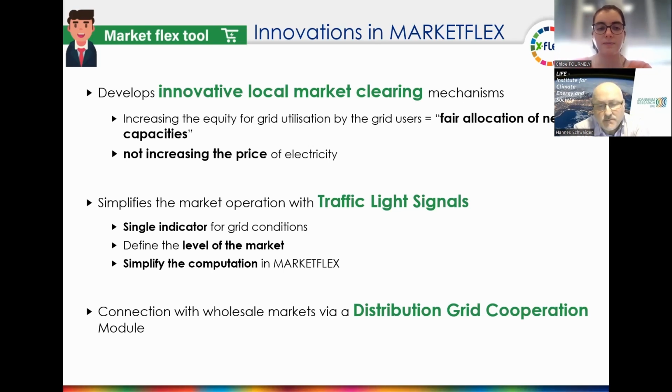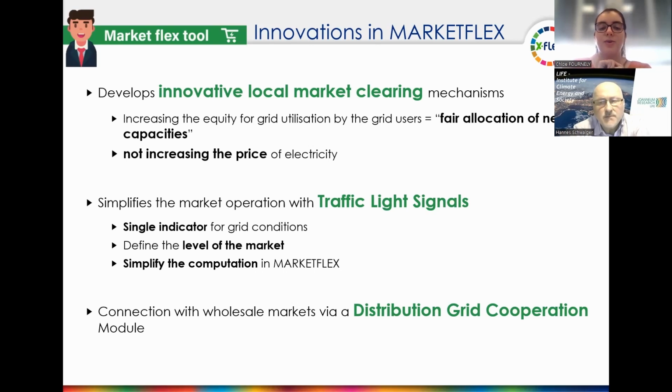So for example, if there is one specific problem, let's say a red light in one feeder, well, only people connected to this feeder will be able to compete. Rather than if there is a congestion forecast at the transformer level, then everyone connected to the transformer, so a much bigger pool, will be competing. So this traffic light signal sets the level of the market. And finally, from the MARKETFLEX IT perspective, this is very much simplifying the computation.